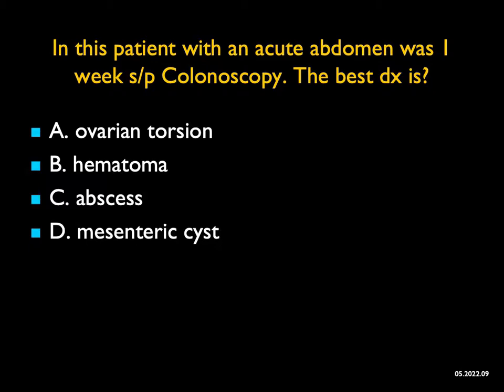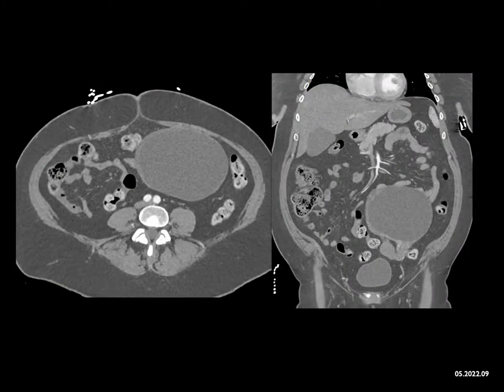In this patient with an acute abdomen who is a week post-colonoscopy, what's the best diagnosis? When you worry about complications from colonoscopy, you think of perforation. You could think of inducing diverticulitis. You could think of complications related to biopsy. You also can think of the fact that you can have splenic injury. We see a large cystic lesion in the left lower quadrant.